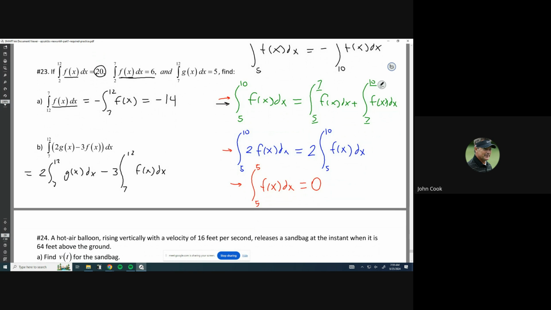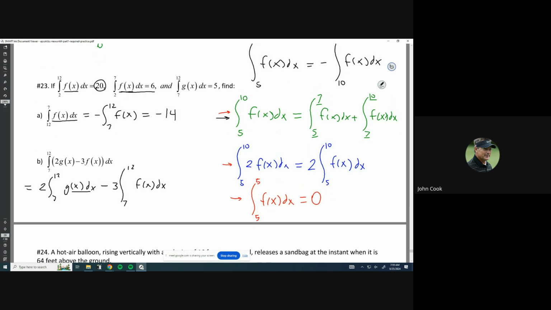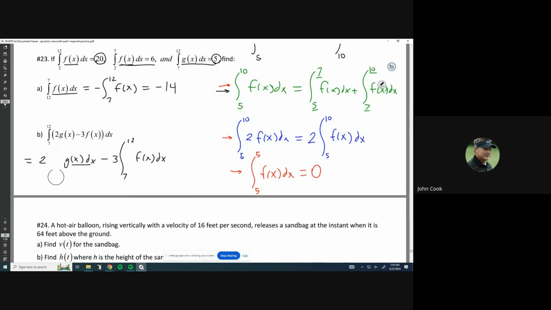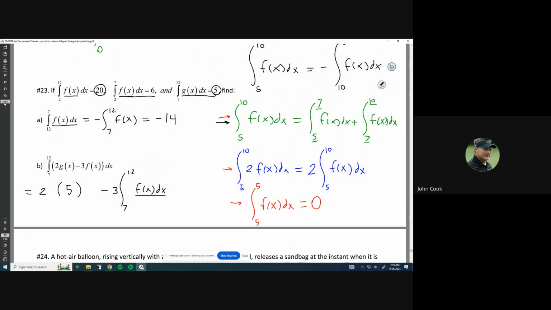All right, and then let's see. The integral of g of x dx from 7 to 12, is that given to us? It is. Yeah, it's 5. So that means this part just becomes 5. And then I just found out that the integral of f of x dx from 7 to 12, the area under the curve, is 14. So this part just becomes a 14. That gives you some number, and you can just leave it like that if you want. You don't need to figure out necessarily what it is. Okay, so that's number 23, using all these properties.